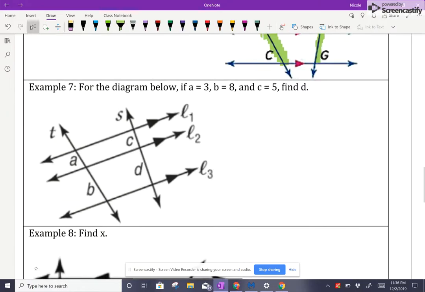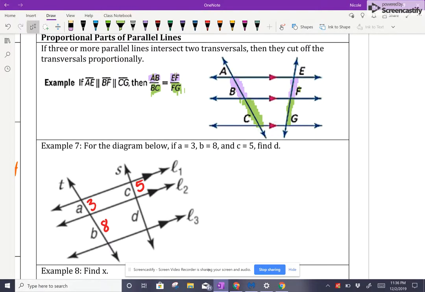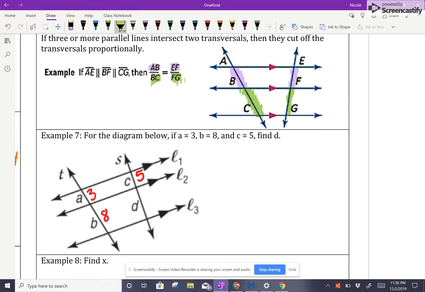So let's look at an example with this. For the diagram below, I have to label some pieces of information we have. A is 3, so I have a 3 right here. B is 8, and C is 5. D, I don't know what it is. I'm going to leave it as D. That's a totally acceptable variable to use. So if we look at what was explained in our previous example, I have 2 transversals, transversal T and transversal S. So I'm going to have pieces from each transversal that correspond to each other.